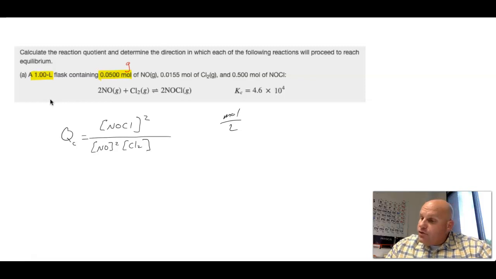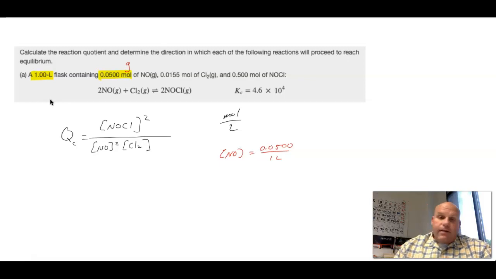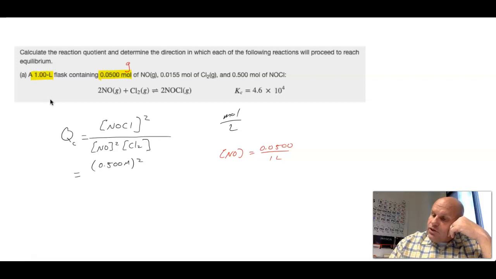So the concentration of NO is going to equal 0.0500 moles divided by 1 liter. So you're going to end up getting those values anyway, but I wanted to point that out just so you don't miss that along the way. Okay, so let's set up our expression now, assuming that I went through the process of determining the concentration for each of these by dividing by 1. I would have a concentration for the NaCl of 0.5 molar, and that's going to be squared.